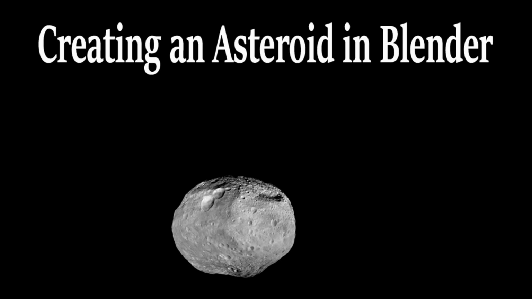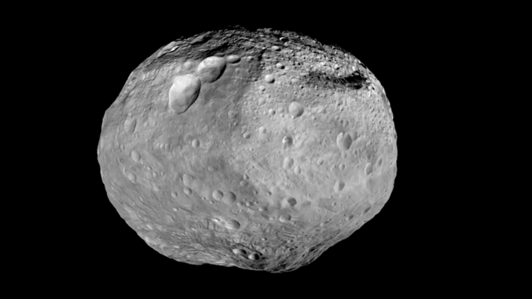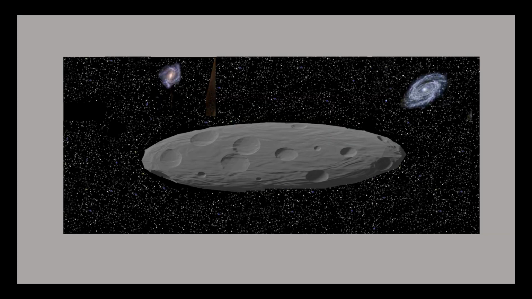This tutorial will be for creating an asteroid in Blender. I'm using Blender version 2.79. In the picture you'll see a picture of the Vesta asteroid from the NASA site. Definitely we want to look at what an asteroid really looks like before we start. This is the end result of the tutorial with the background put in.